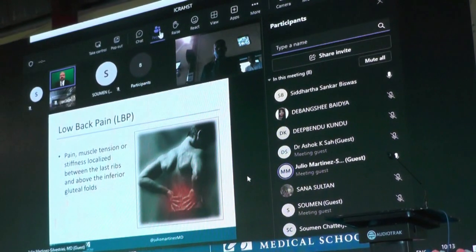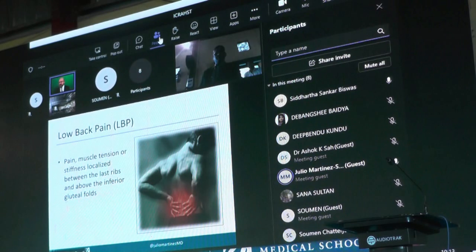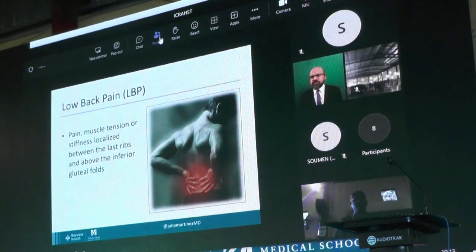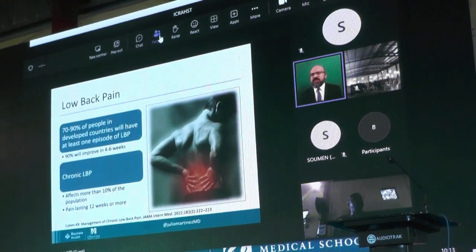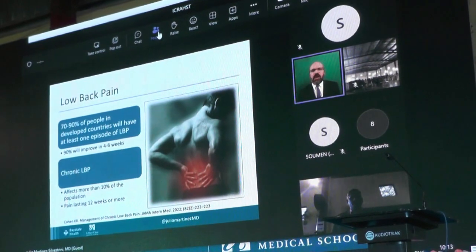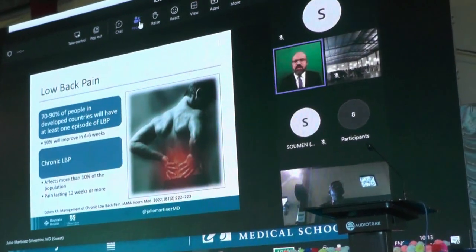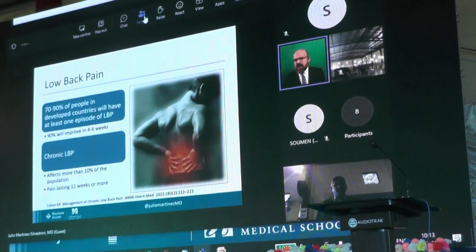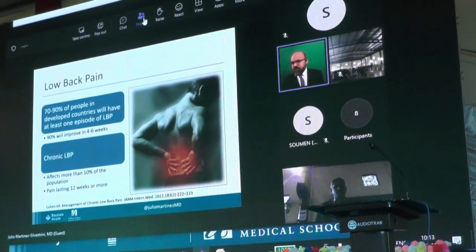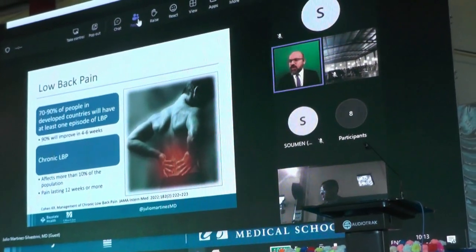Low back pain is defined as pain, muscle tension, or stiffness localized between the last rib and above the inferior gluteal fold. About 70 to 90% of people in developed countries will have at least one episode of back pain, and most of them, about 90%, will improve between 4 to 6 weeks. Chronic back pain affects more than 10% of the population and is defined as back pain that lasts more than 12 weeks.